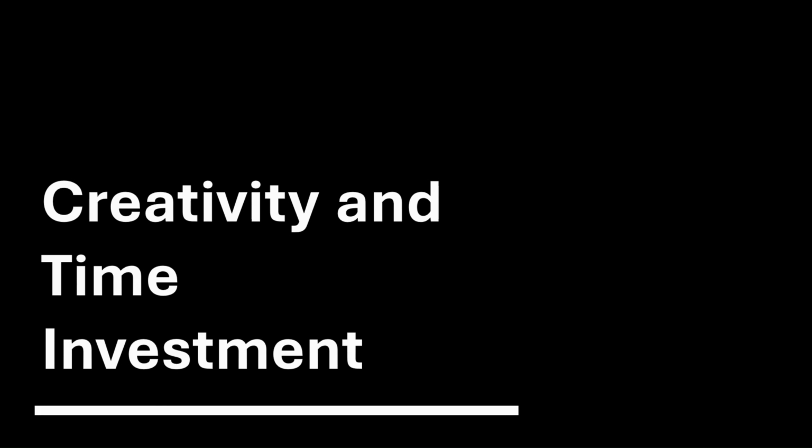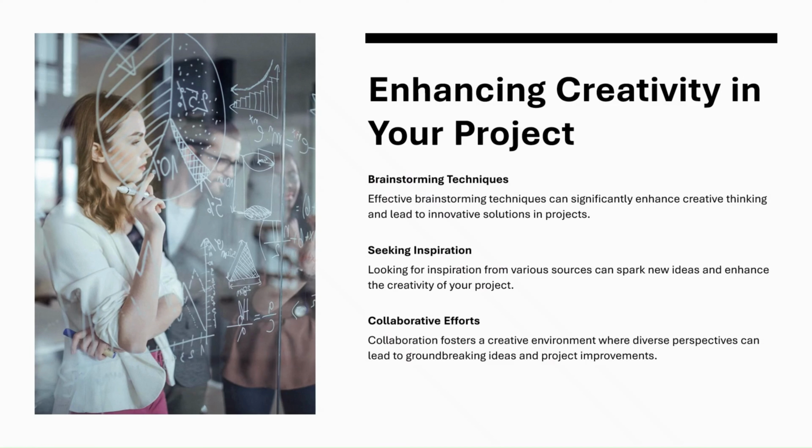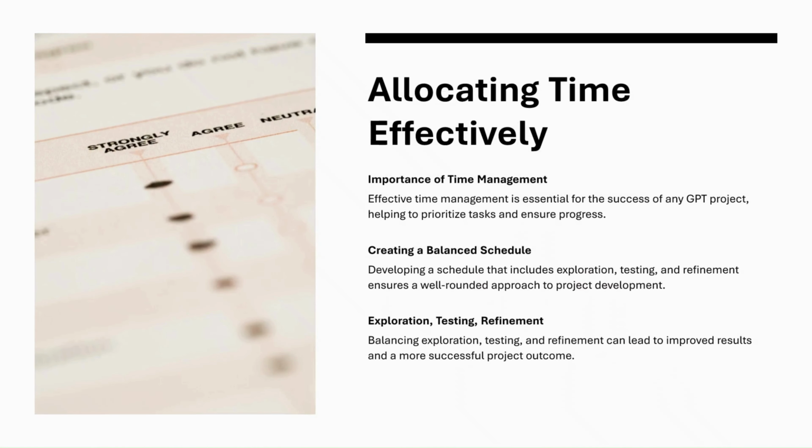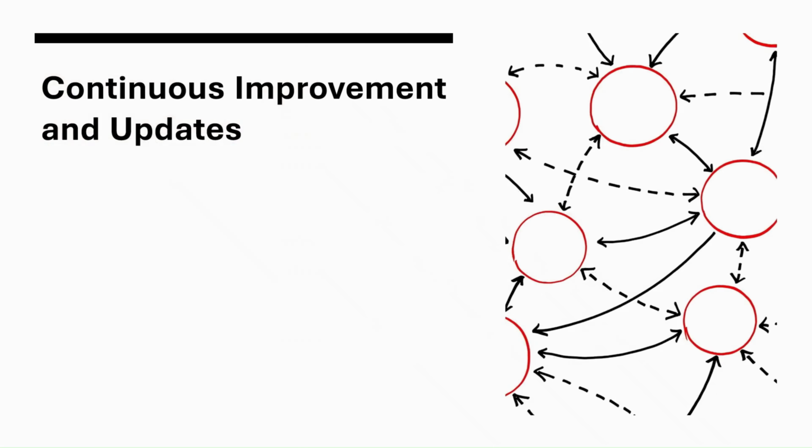Great GPT projects need creativity and time. In this part, we will talk about how to boost your creative ideas and use your time to keep improving your project. To make your projects better, try to boost your creativity. You can do this by brainstorming, looking for inspiration, and working with others to get to know their ideas. Managing your time is important for good GPT projects. Make a plan that includes time for exploring, testing, and improving your work. This helps you get better results.